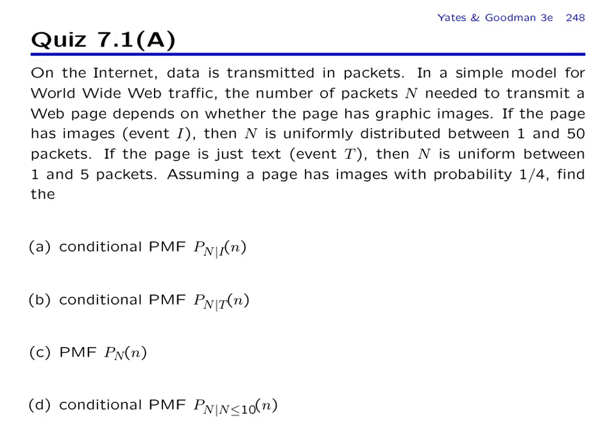This quiz, using a discrete random variable N, which is the number of packets in a web page, is similar to the last two examples. N is either distributed between 1 and 50 if the page has images, or it's between 1 and 5 when the page is just text. And what this quiz does is it synthesizes the PMF of N from the two conditional PMFs. At this point, if you followed the last two examples, you should have no trouble with this quiz.